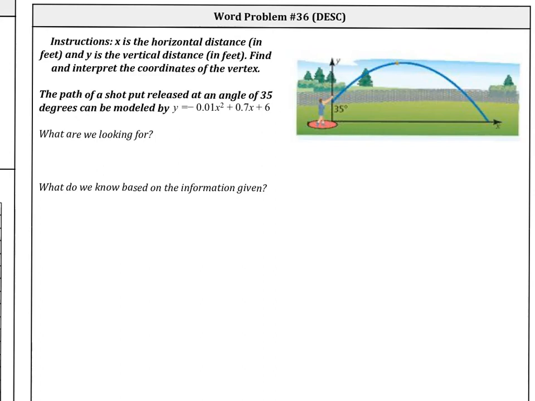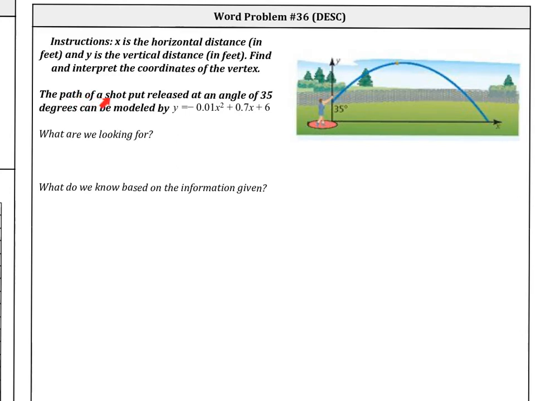Chapter 2.2, Day 1, Characteristics of Quadratic Function Notes, Word Problem number 36. Instructions: X is the horizontal distance in feet and Y is the vertical distance in feet. Find and interpret the coordinates of the vertex.